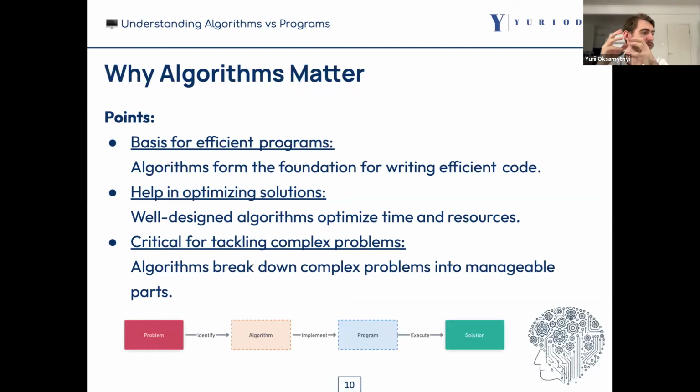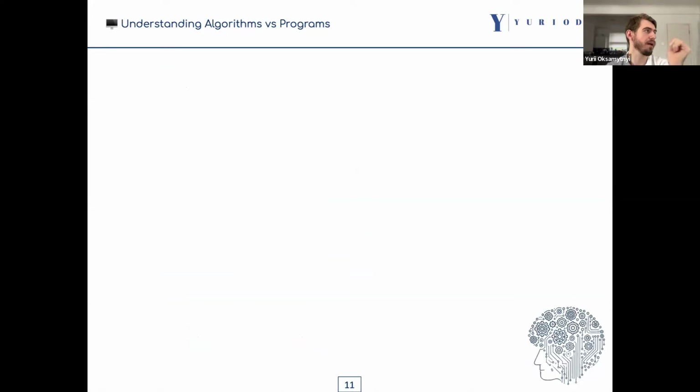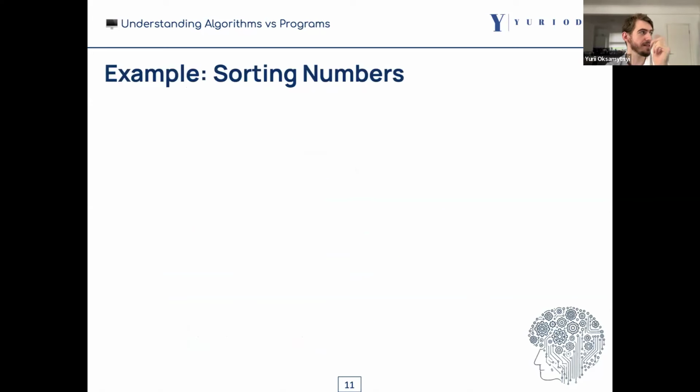Yeah, so again, when we come to algorithms, we need to identify a problem, then we implement an algorithm, then we execute the program, and then we have a solution. Sounds simple. So basically, this is how we decompose and abstract all of the problems that we have in computer science. Now let's have a look at an example of sorting numbers. I'll provide you two solutions: the first one is an algorithm, and the other one is a program.